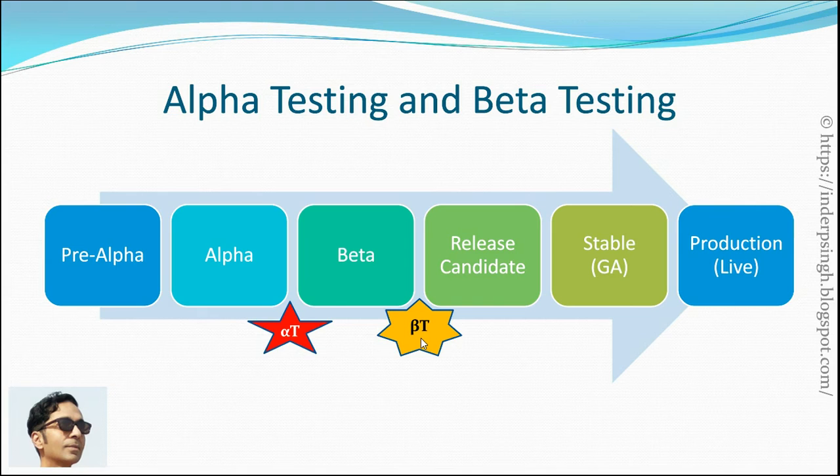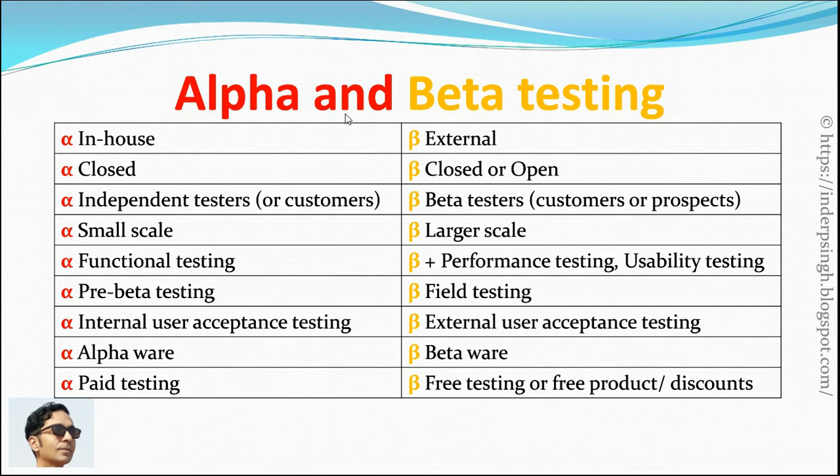What is beta testing? It is testing the beta version before identifying a release candidate and later on a stable release for general availability and production. With this overview of alpha testing and beta testing in software engineering, let me tell you the difference between alpha and beta testing. There are many differences between alpha and beta testing.